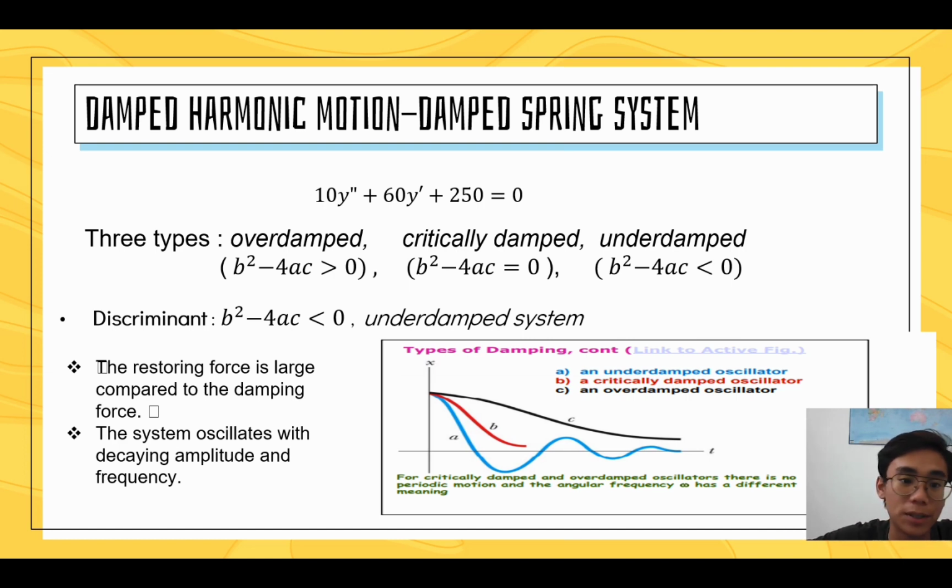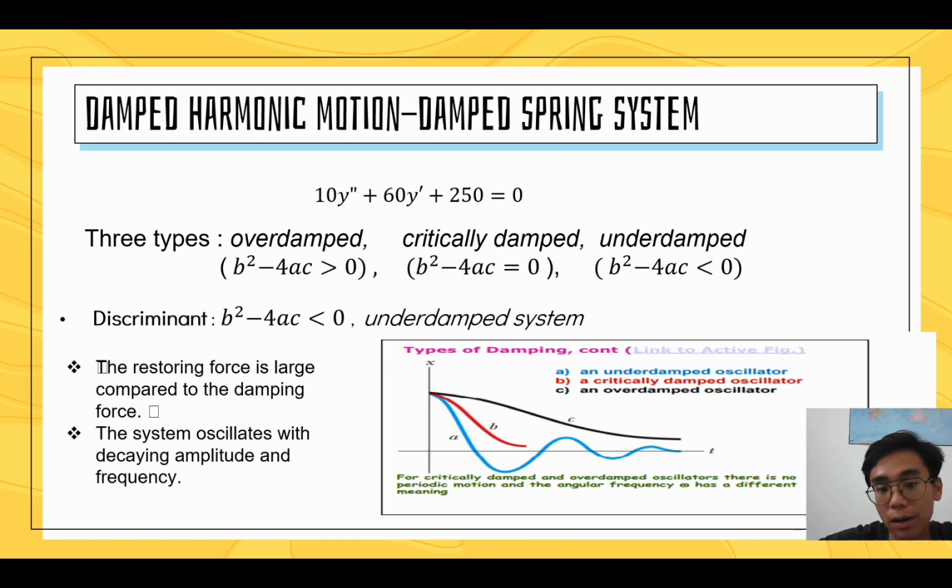Before we proceed, I would like to introduce the three different types of damped spring system. The first one is overdamped, with b squared minus 4ac greater than 0. The second is critically damped, b squared minus 4ac equal to 0. And the third one is underdamped, b squared minus 4ac less than 0. In this particular equation, b squared minus 4ac is less than 0, which means our damped spring system is an underdamped system.